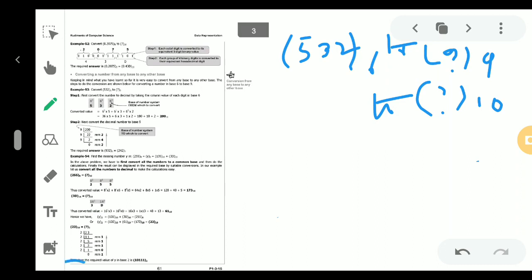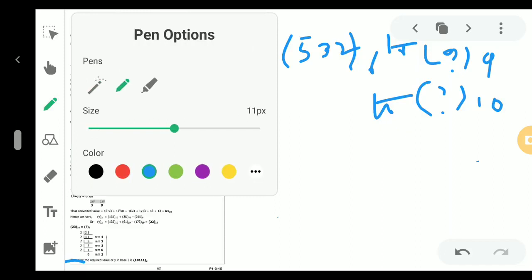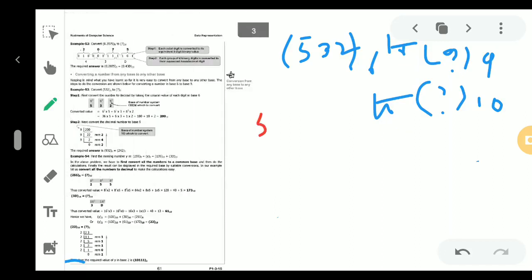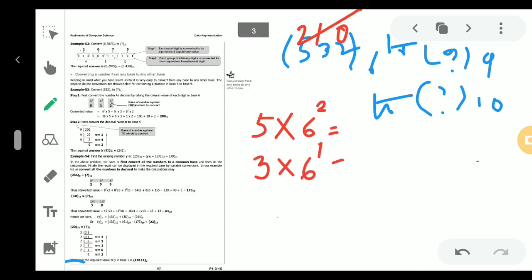So what will be my first thing? We will multiply 5 into 6 to the power, if you want 0, 1, 2. So 5 into 6 to the power 2 plus 3 into 6 to the power 1 and 2 into 6 to the power 0.